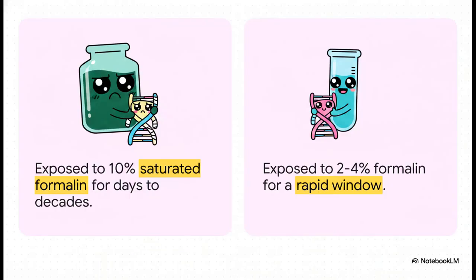But extracting this historical DNA is no walk in the park. For fluid-preserved specimens, scientists run into some pretty unique chemical roadblocks. You have to contrast traditional museum formalin-fixed specimens with modern clinical FFPE, that's formalin-fixed paraffin-embedded tissue. In a modern clinical setting, tissue is exposed to a really low 2 to 4% formalin concentration for a super rapid window, maybe minutes to 48 hours.